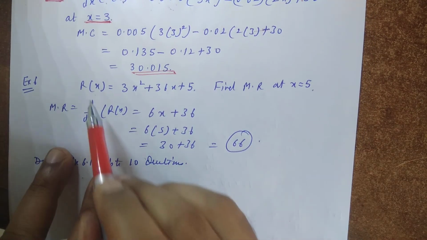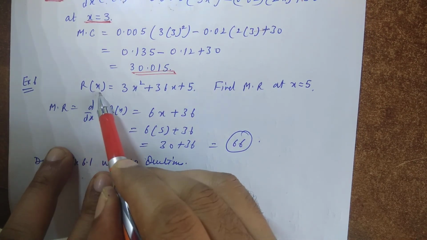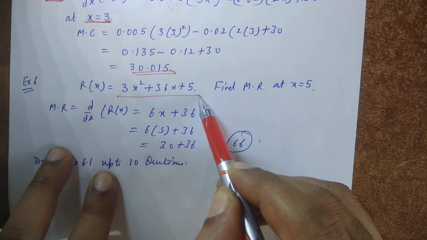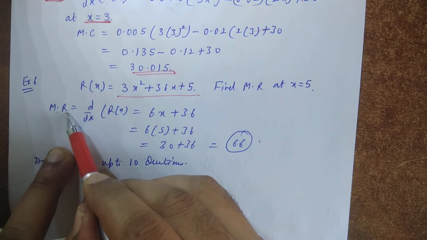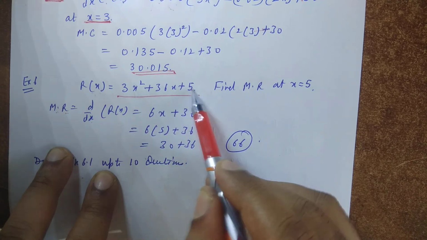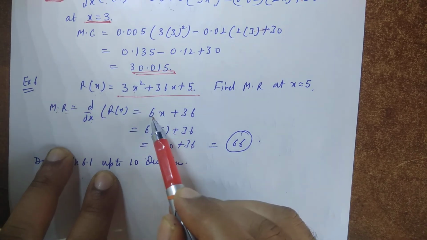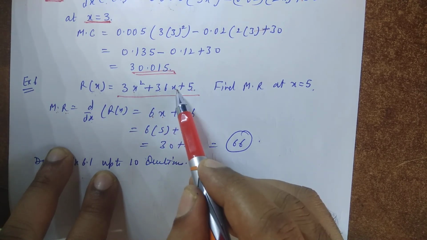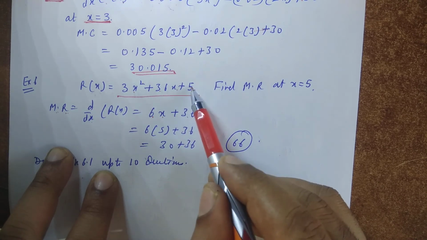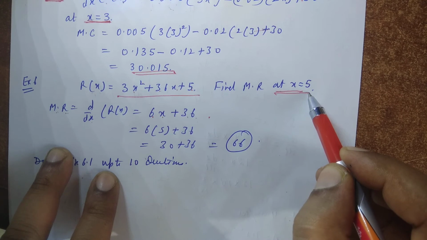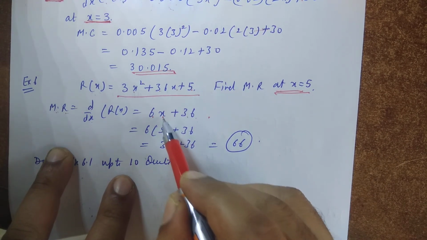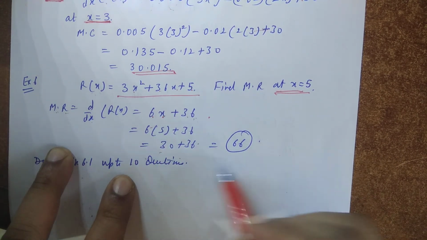Now in the next example, the total revenue is given to you. I have to find out the marginal revenue. What is the formula to find the marginal revenue? The derivative of the total revenue. So the derivative of 3x square is 6x. The derivative of 36x is 36. The derivative of 5 is 0. I have to find out the marginal revenue at x equal to 5. So substitute the value of x here as 5 and solve and get the answer.